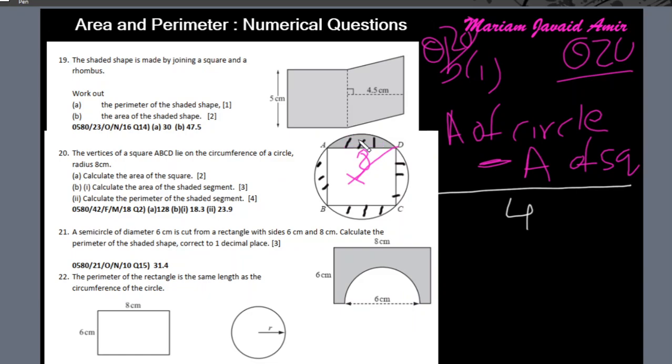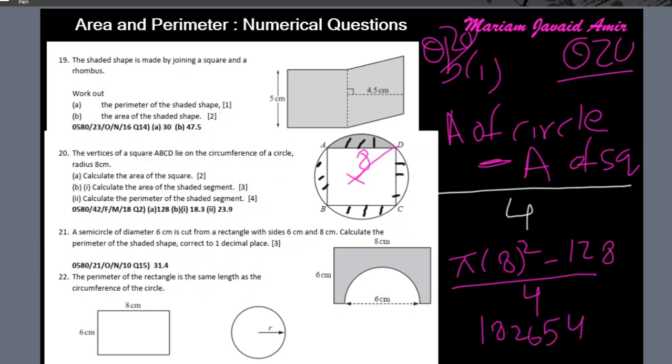So substituting the values, area of the circle is pi r squared, so pi times 8 squared, minus the area of the square, we've already found, 128, all divided by 4. So pi times 8 squared minus 128, whole divided by 4, this gives us 18.2654, which is 18.3. Okay. Question 20 done.